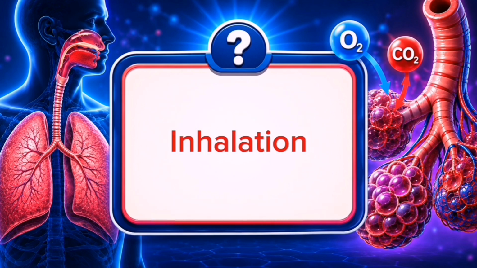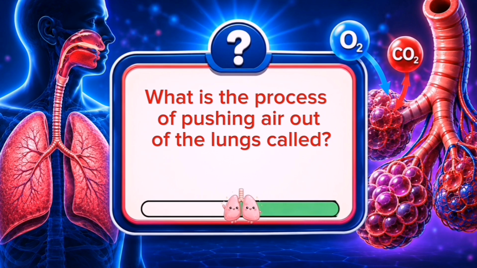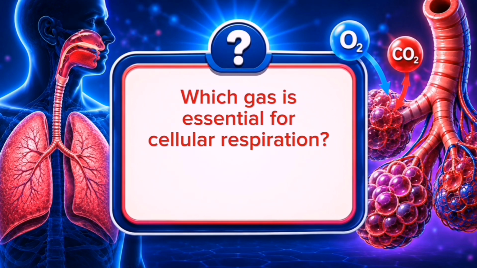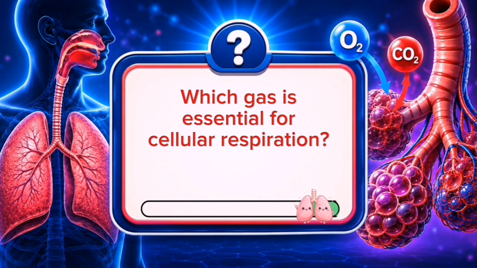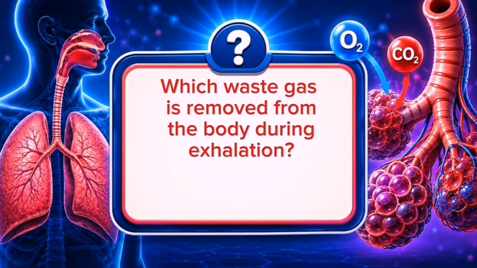Answer: inhalation. Question 13. What is the process of pushing air out of the lungs called? Answer: exhalation. Question 14. Which gas is essential for cellular respiration? Answer: oxygen. Question 15. Which waste gas is removed from the body during exhalation?